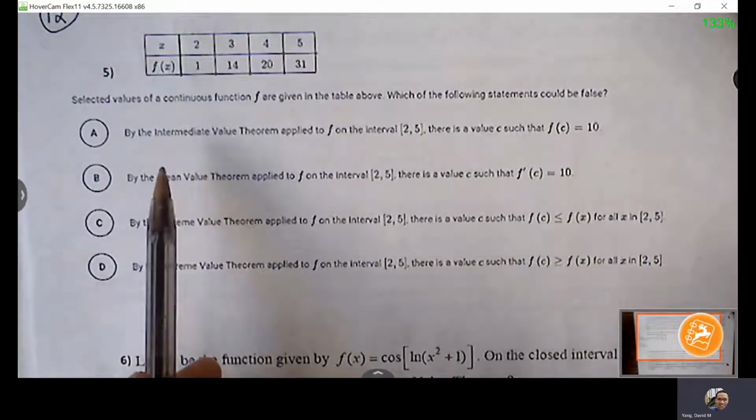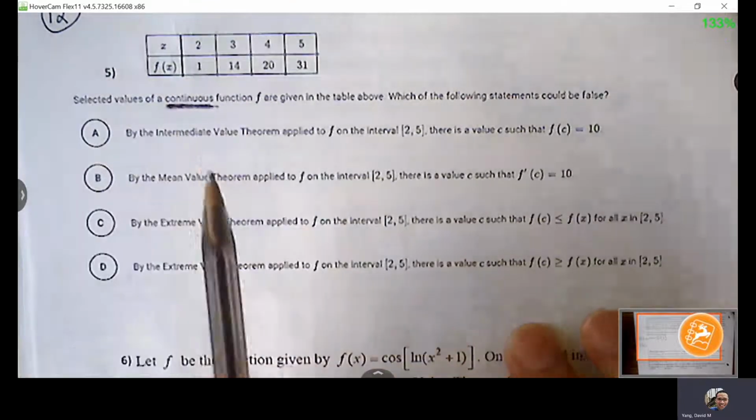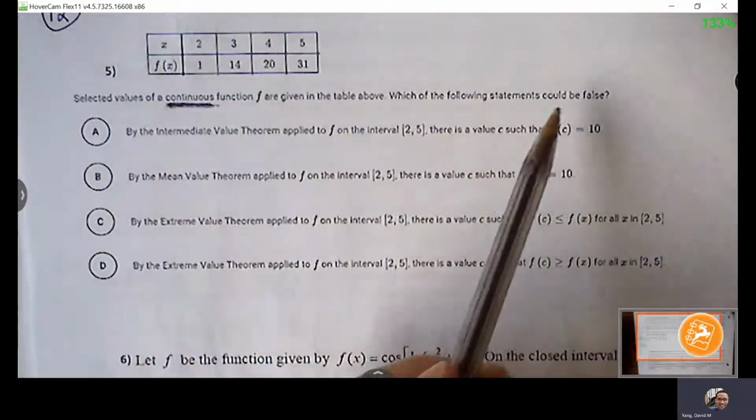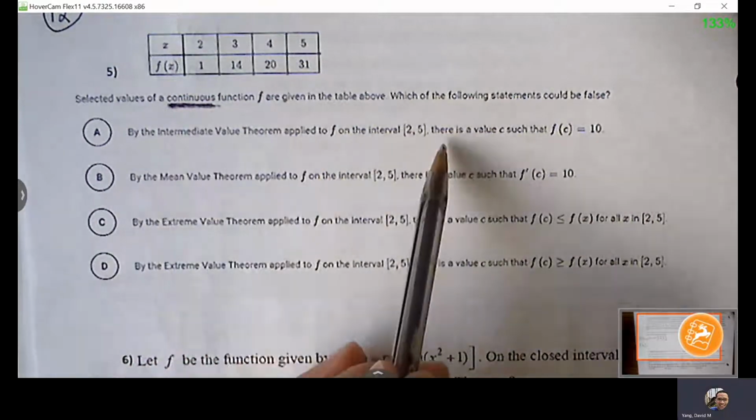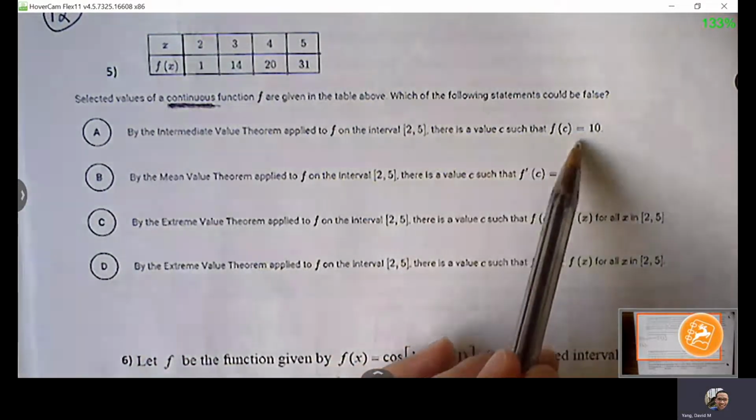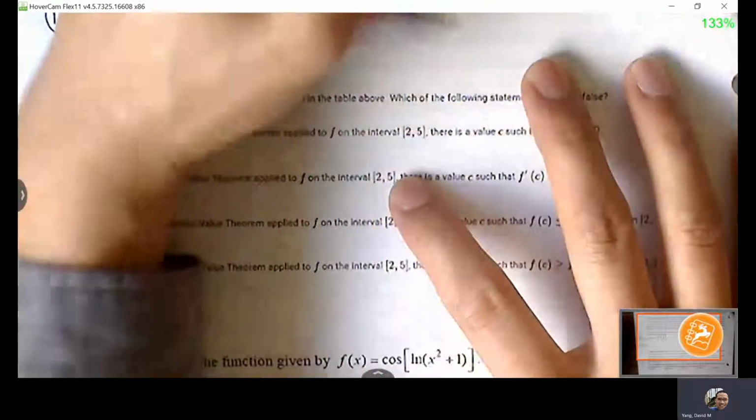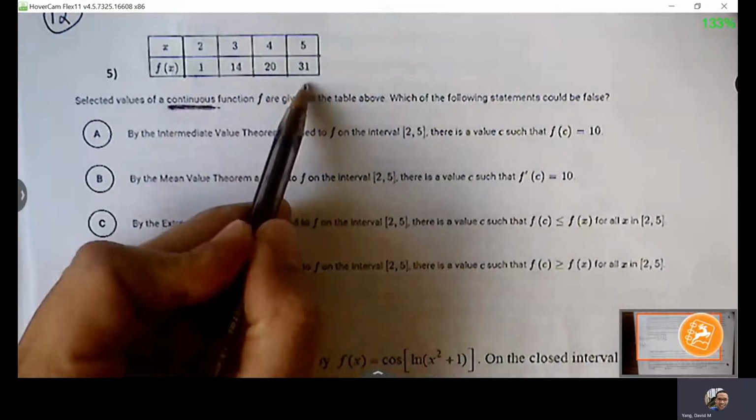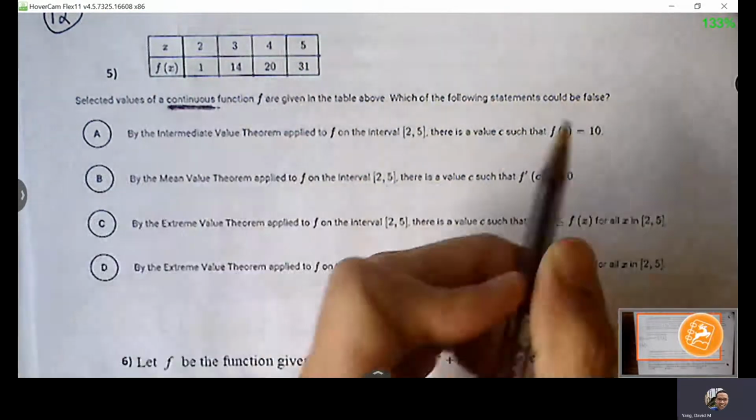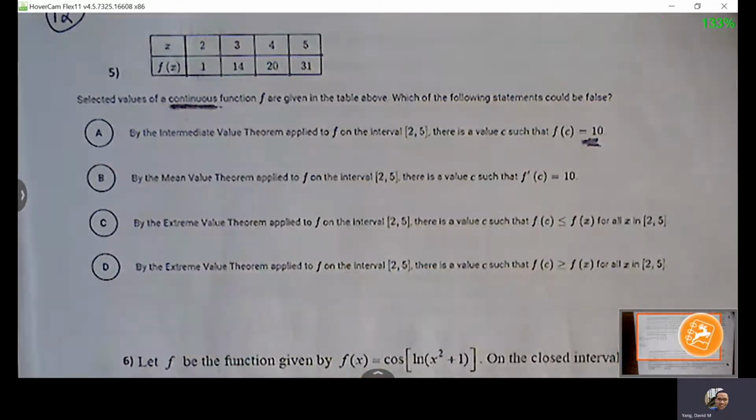Okay, select values of a continuous function. So we know that it's continuous, no breaks in the graph, no asymptotes, no holes. Which of the following could be false? By intermediate value theorem, there's a value c such that f of c equals 10. So if you think about this graph here, we're going from y value of 1, and we're ending at y value of 31, and the graph is continuous. Can we guarantee that there is a point where there's a y value of 10?